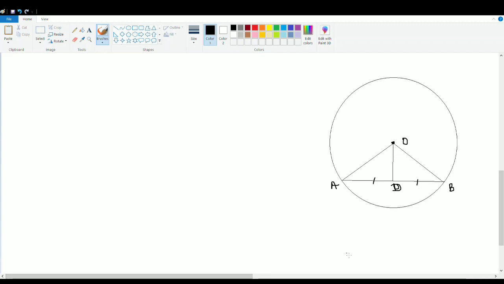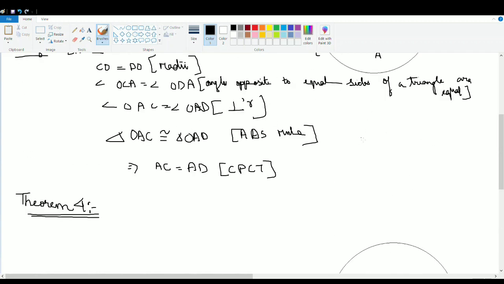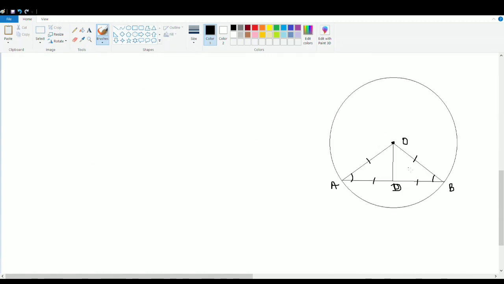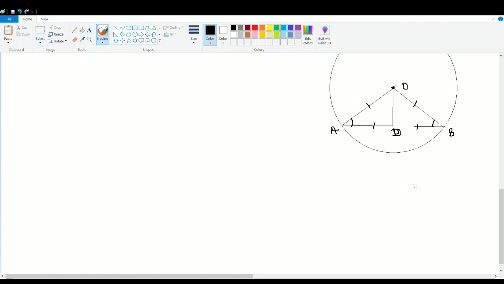Similarly, we will know that these two sides are equal. OA equal to OB because they are radii of the circle. Now simply we can also say that angle OAD is equal to angle OBD. Similarly, angles opposite to equal sides of a triangle are equal. So this is side-angle-side congruency. So this is the proof of this thing.